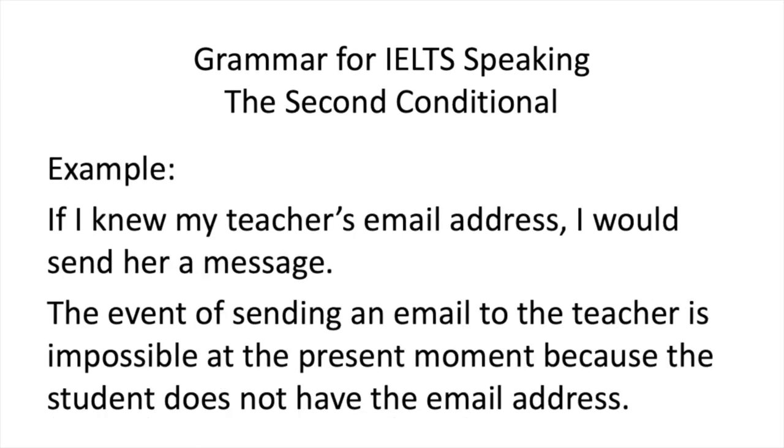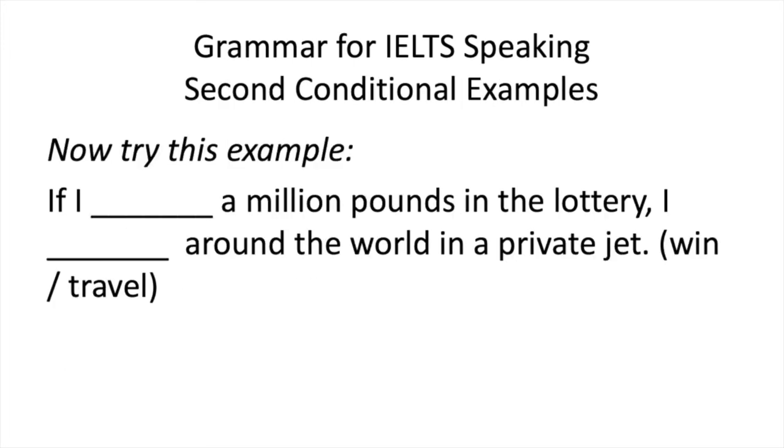Now let's look at some examples of the second conditional. If I knew my teacher's email address, I would send her a message. The event of sending an email to the teacher is impossible at the present moment because the student does not have the email address. Okay, let's go to the next screen, and now please pause to try this example.